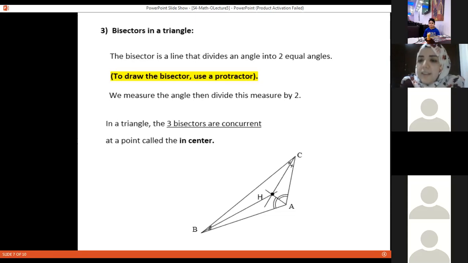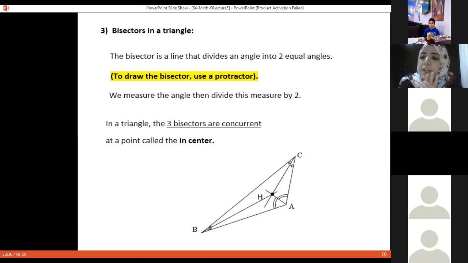Very good, Huda. Excellent. So the first case to construct a triangle, what was the first case? If you want to construct a triangle: two sides and one angle. Very good. Two sides and one angle, or two angles and one side, or three sides. Do you still remember?